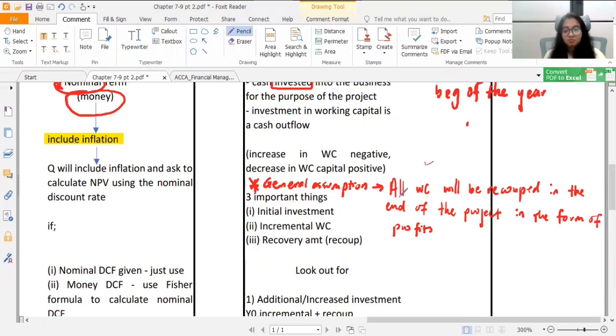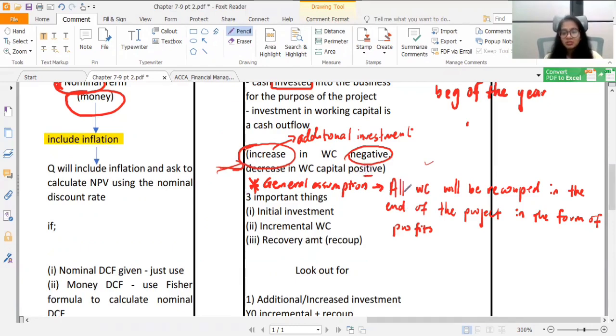Okay. Now, whenever there is an increase in working capital, it means that it is an additional investment. So increase means an additional investment. Hence, it will be a negative value. If there is a decrease in working capital, it means that it is a reduction in your working capital. You have cash saved, so it would be a positive value, right?